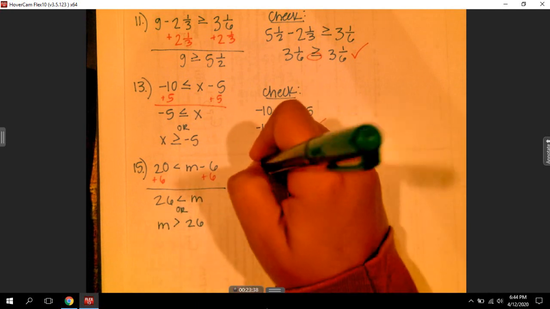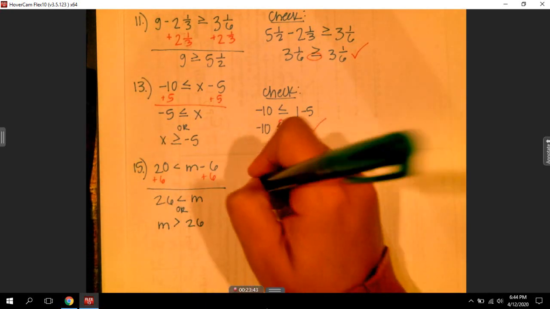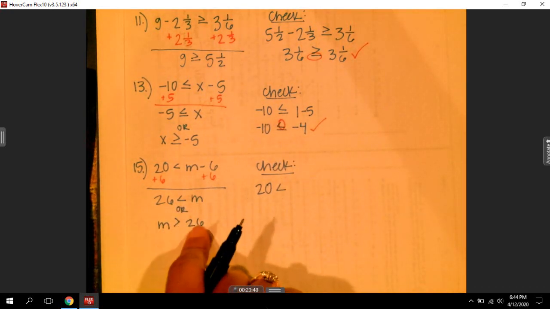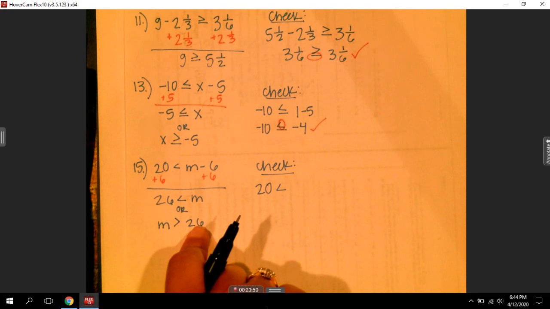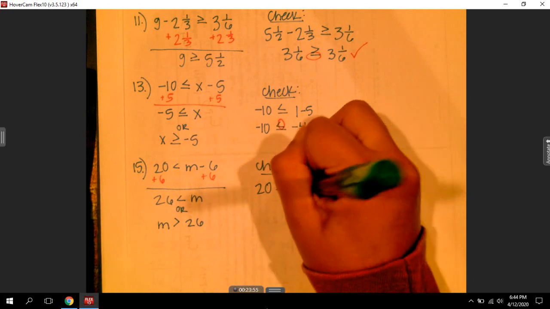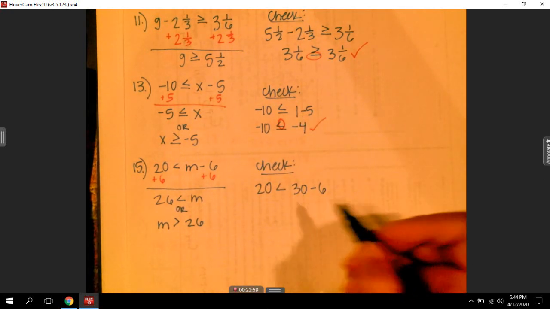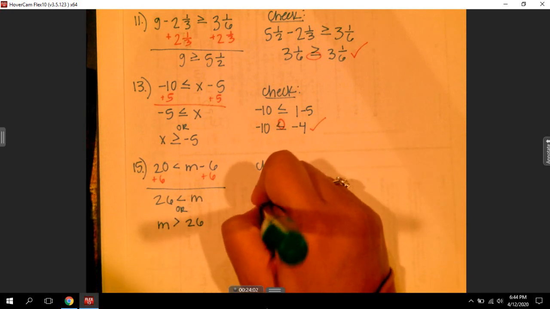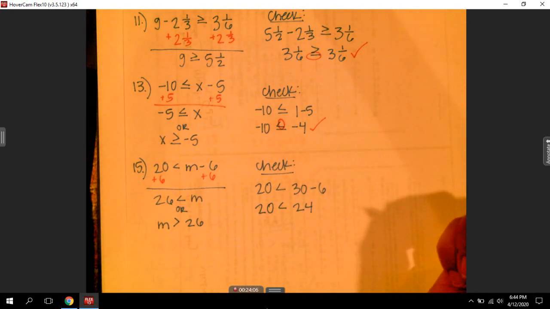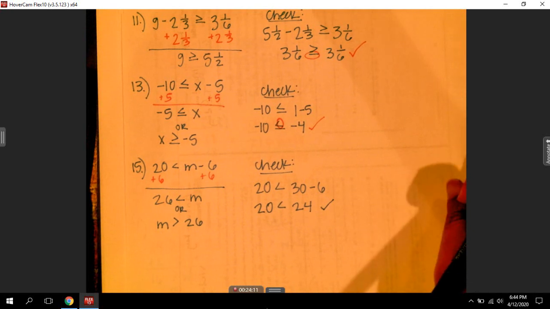Okay, so now let's check it. So I've got 20 is less than m minus 6. So m has to be greater than 26. So let's just say 30. 30 is greater than 26, right? So 30 minus 6 should leave you with, what, 24? So 20 is less than 24. Is that true? Yes, it is. So it's a true statement. It's a true inequality.